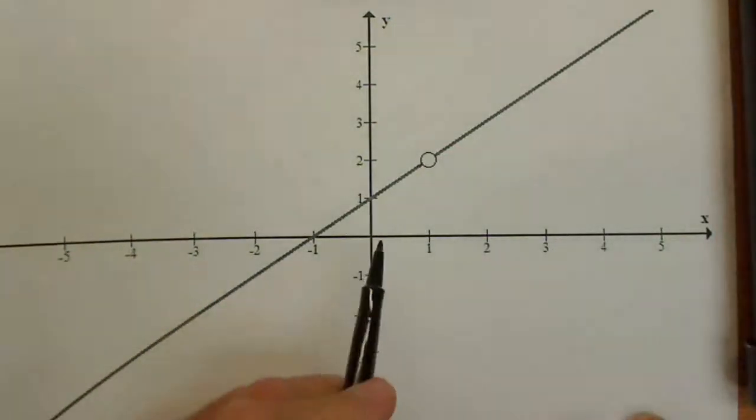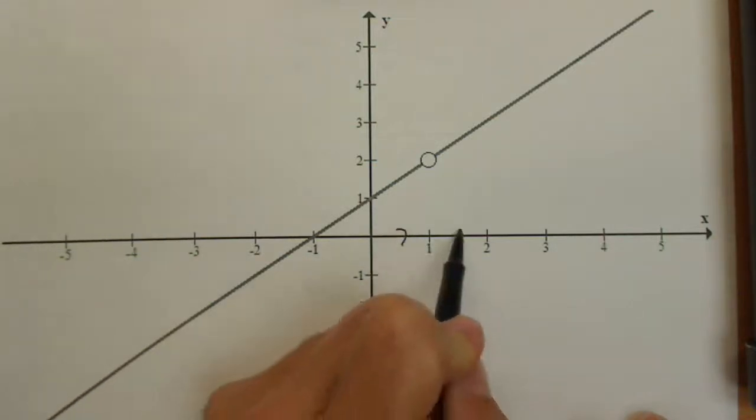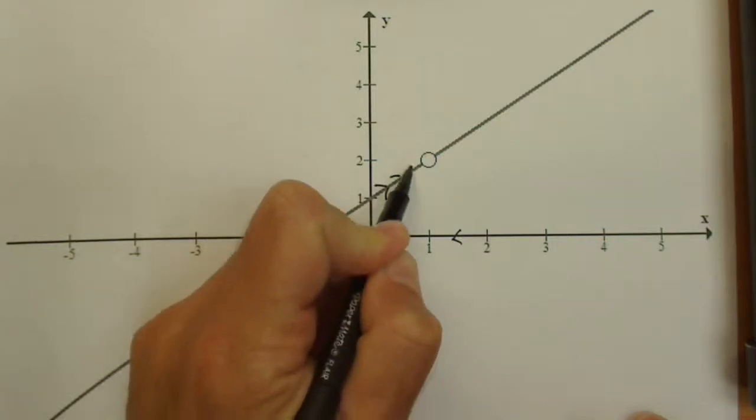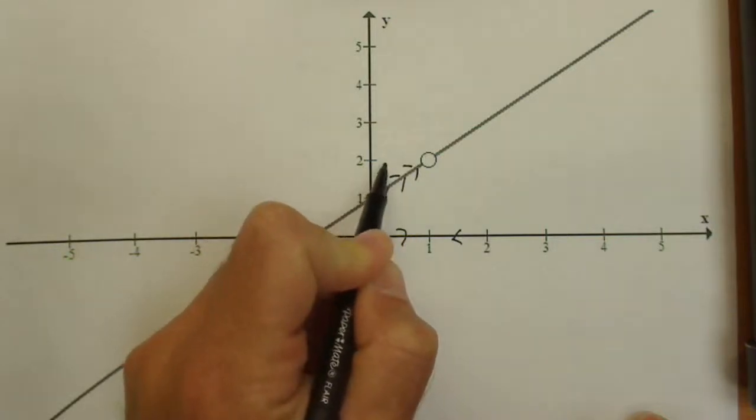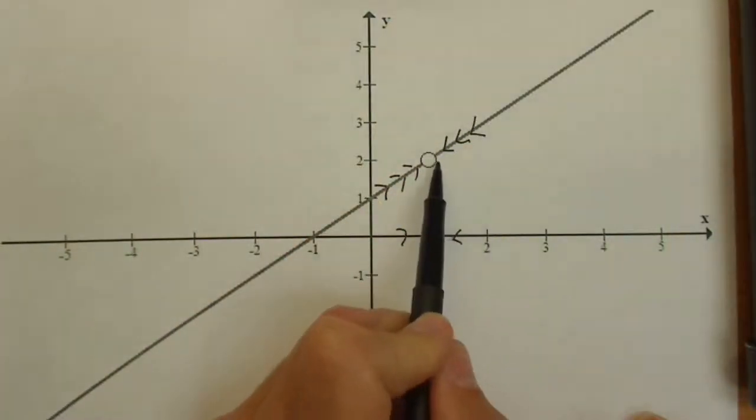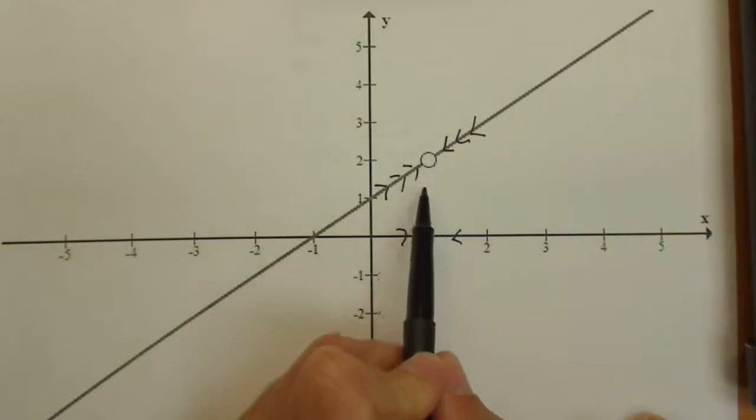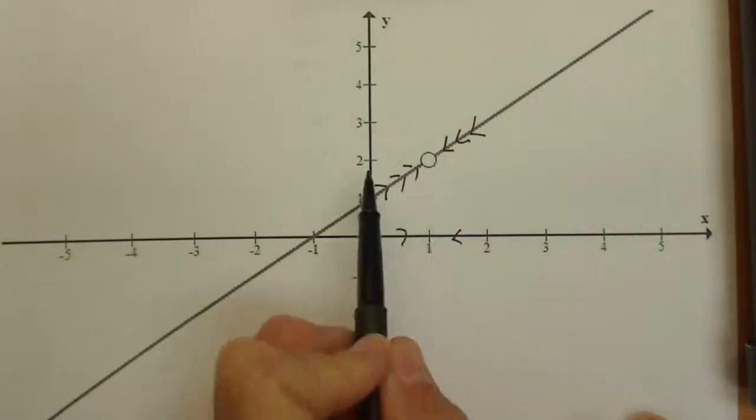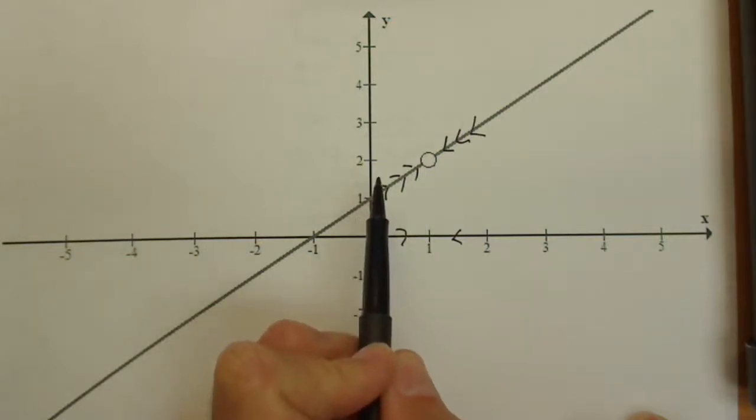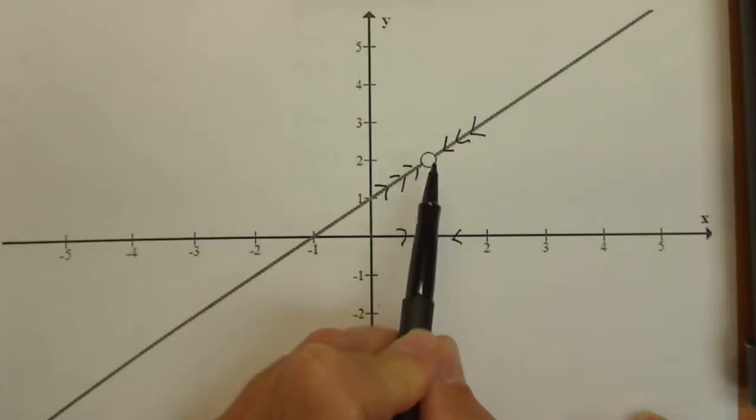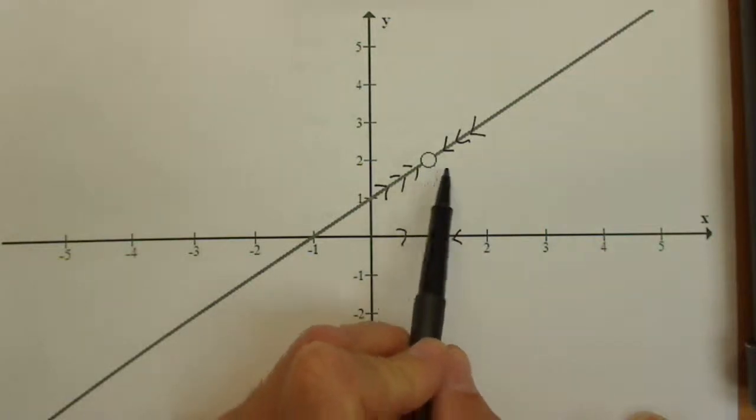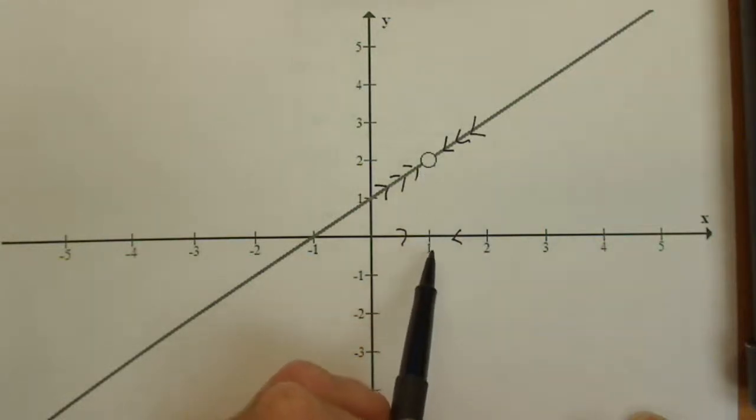Remember what we care about. We're going towards 1 from the left and the right. We want the behavior around 1. Well, as I come in from the left, my y values are going to 2. Same thing we saw numerically. As I come in from the right, my y values are once again heading towards 2. So graphically, we also see that the limit of f of x as x approaches 1 is 2, even though f of 1 does not equal 2 because we have a point of discontinuity there. The behavior of the function says that our outputs are going to go to 2 as our x approaches 1.